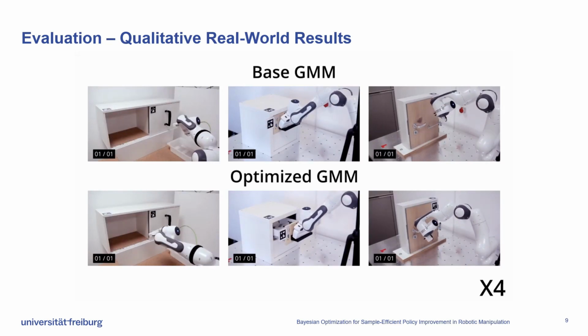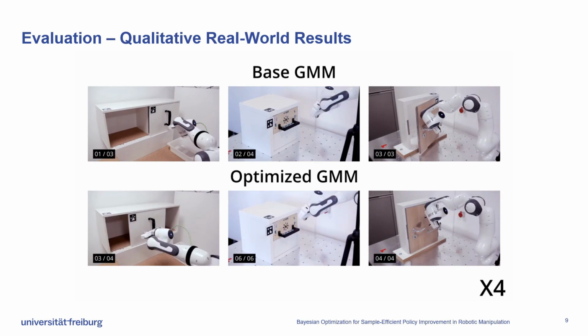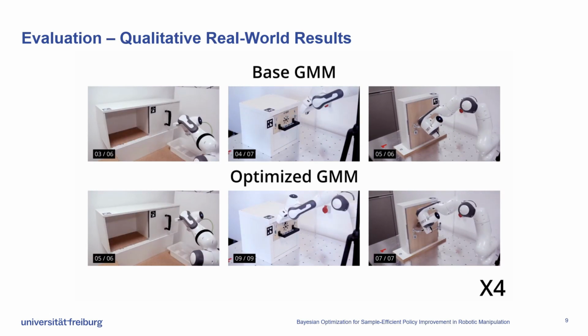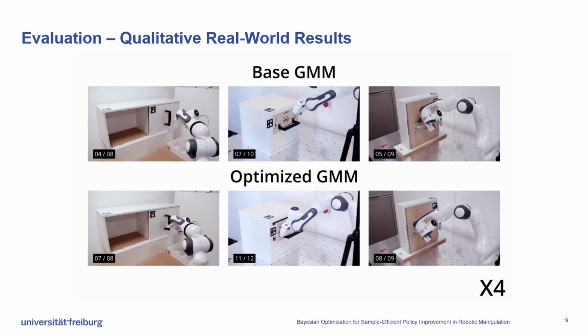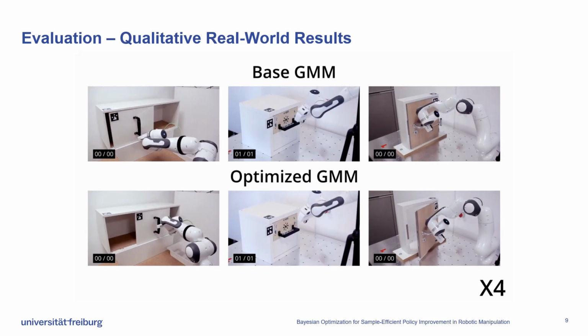In our real-world experiments, we apply our approach to similar setups as in our simulations and compare once more to SAC-GMM. We find again that BOpt-GMM is faster than SAC-GMM. Here we give a brief impression of the difference between the initial GMM policy and the one yielded by optimization.